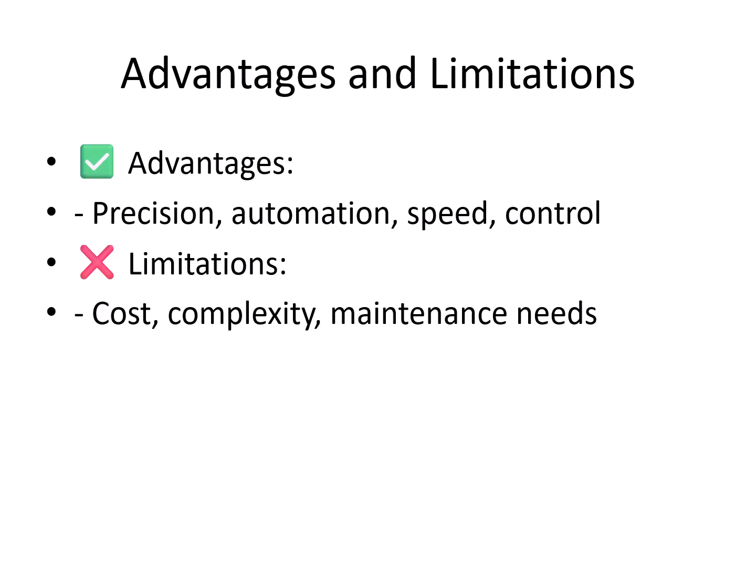Now we will see some advantages and limitations, also called disadvantages. Like everything, actuators have pros and cons. Advantages are they allow precision, automation and speed control, and help reduce manual labor. Limitations are they can be costly and also complex. Maintenance is high and needed.